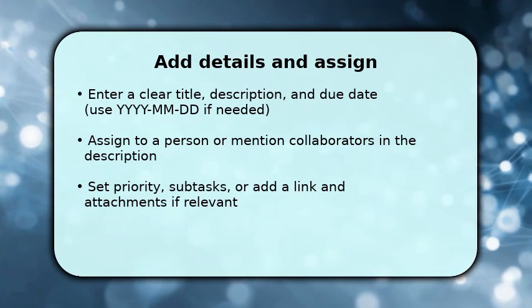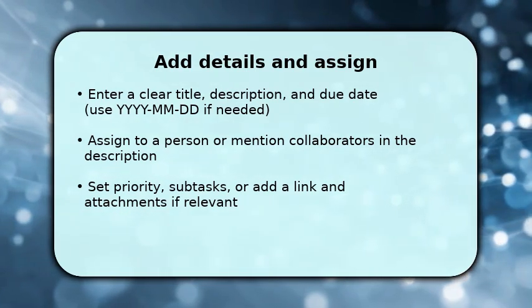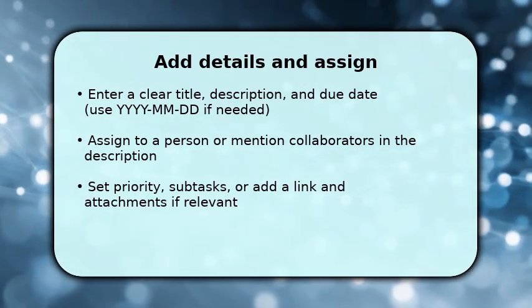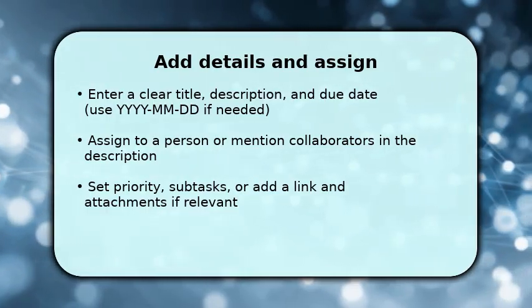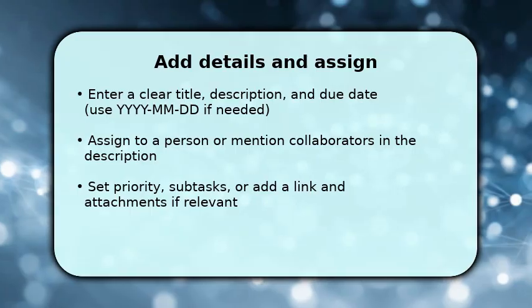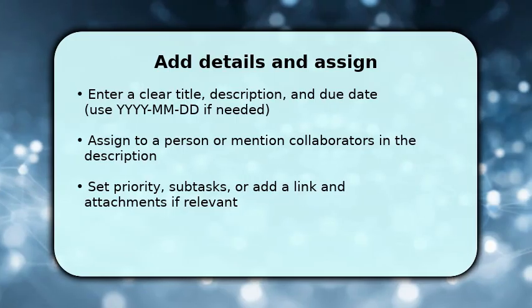Once the task shell exists, fill in the important fields: a clear title, a brief description explaining the why, and a realistic due date. You can assign it by mentioning someone in the description or using assignment features if your task's integration supports assignees. Make sure to add context like links, attachments, or subtasks so they know next steps. This prevents back and forth and speeds completion.